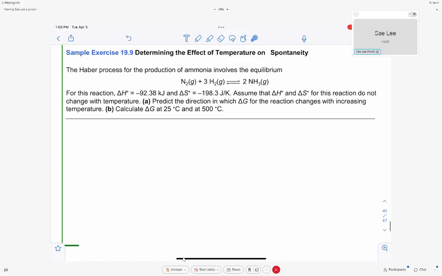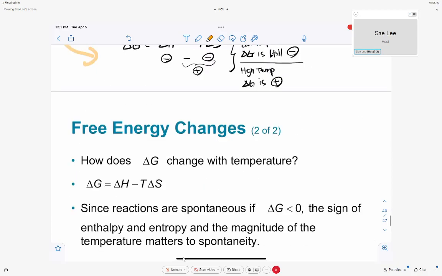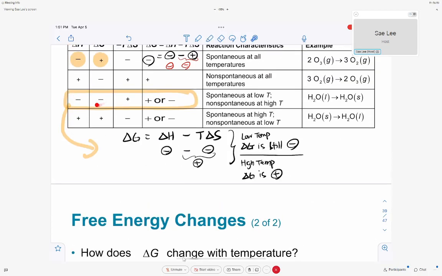So let's try a sample exercise where delta G is affected by temperature. The Haber process for the production of ammonia. We've encountered the Haber process many times in this course. The Haber process for the production of ammonia involves equilibrium. For this reaction, the standard enthalpy change is a negative value, and the standard entropy change is also a negative value. Enthalpy and entropy both have the same sign in this case.